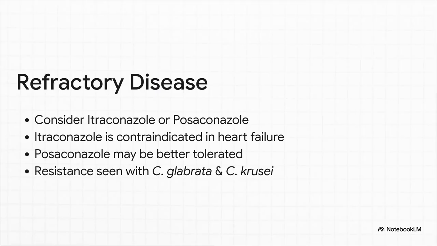So what happens when your patient isn't getting better on fluconazole, especially in a high-risk population? You've got to start thinking about refractory disease. This usually means we're dealing with a tougher bug, like Candida glabrata or krusei. That's when we look at our next-line systemic options like itraconazole or posaconazole. But we have to remember the fine print, like itraconazole being a big no-no in heart failure.